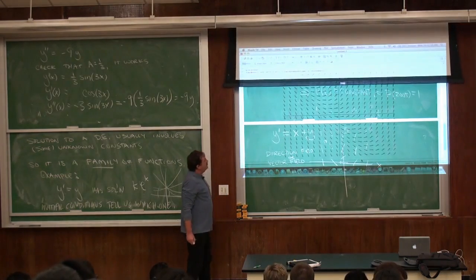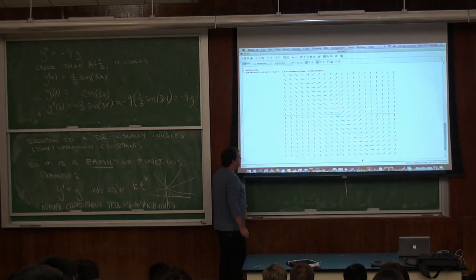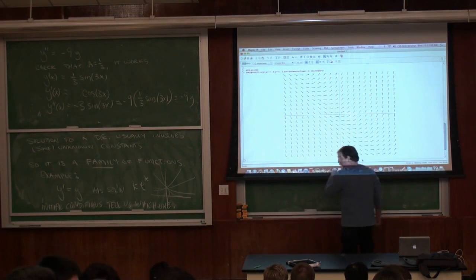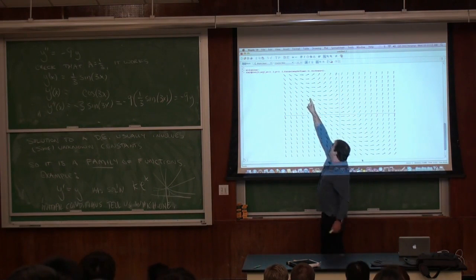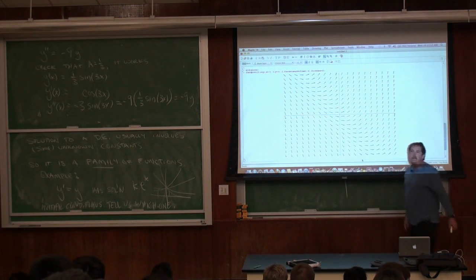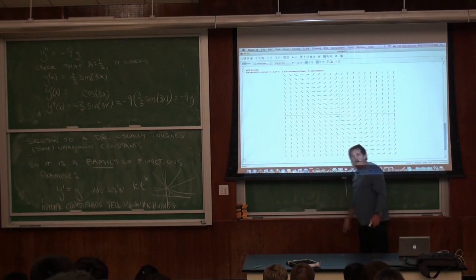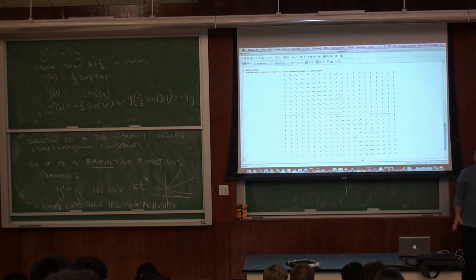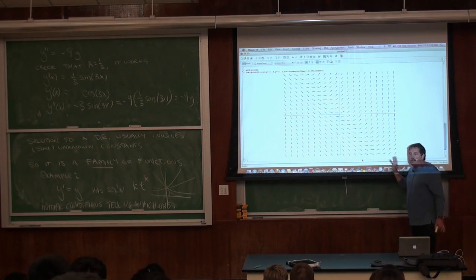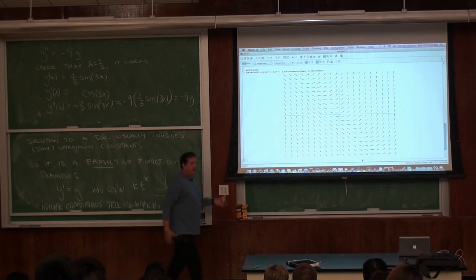Here's a better version of what I was trying to draw. What I said is if we start here, then the solution will come down and go back up. And if I start here, the solution will come down and go back up. If I start over here, it looks like the solution will go down and get steeper. So depending on where I start, I will get different kinds of solutions. This is the vector field for the differential equation y prime equals x plus y.